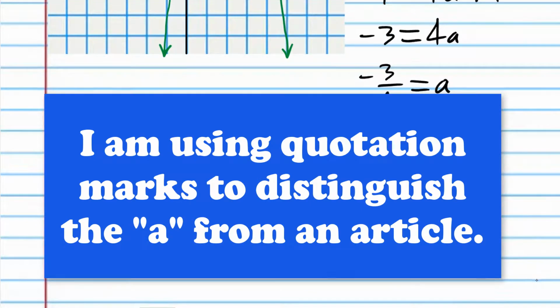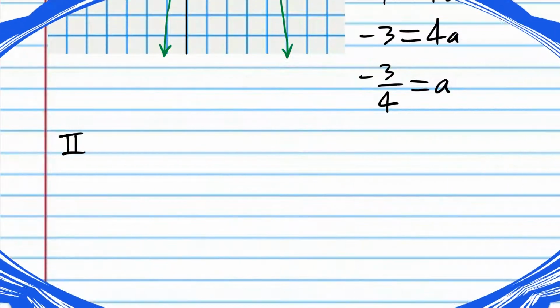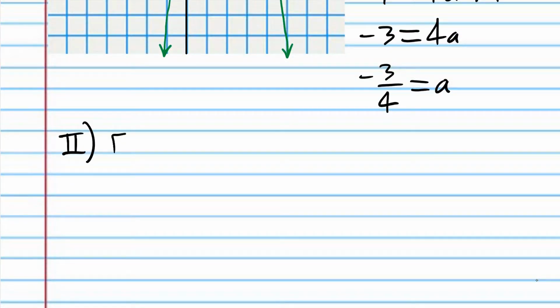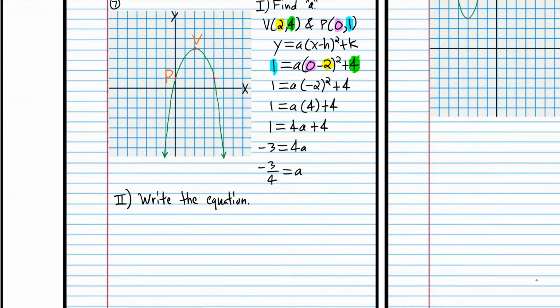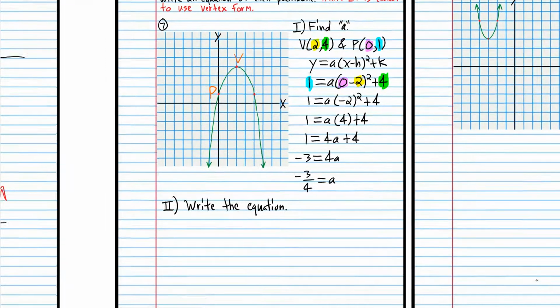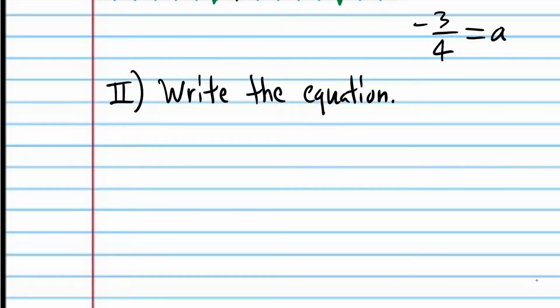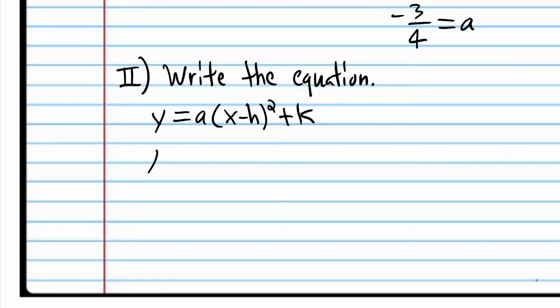And then we just have to write the equation. This is the last step. Write the equation of the parabola that we were given, this parabola here. So we use general form, and all we have to do is plug in A, which we just found, and H and K, which we were given in the first place.